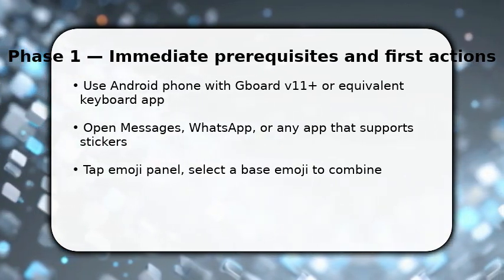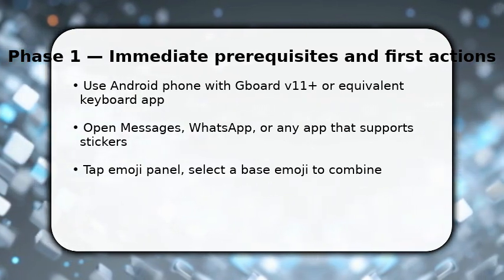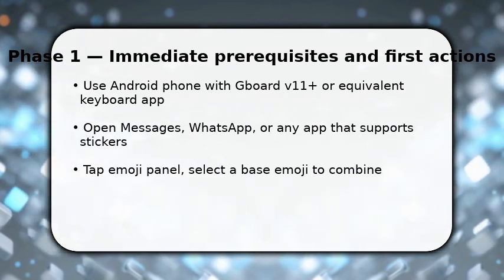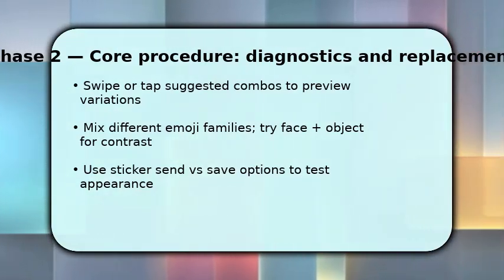Why start here? Because Gboard generates combinations automatically. Once you pick the base, the system proposes blends, and you'll save time versus manual image editing. Once you see suggested mashups, scroll or tap through them to compare styles.